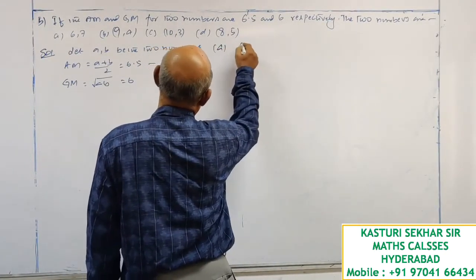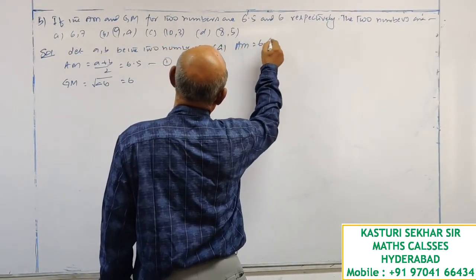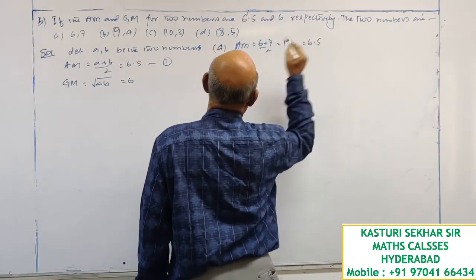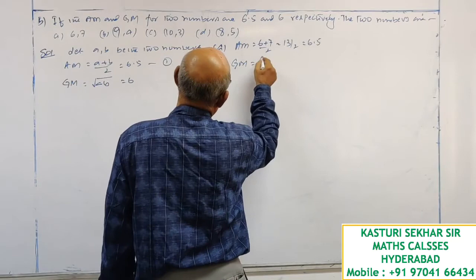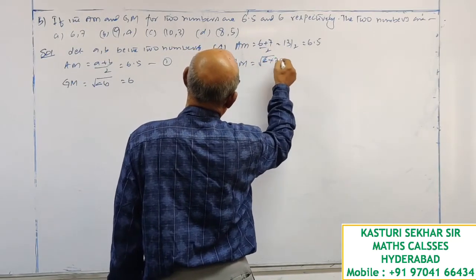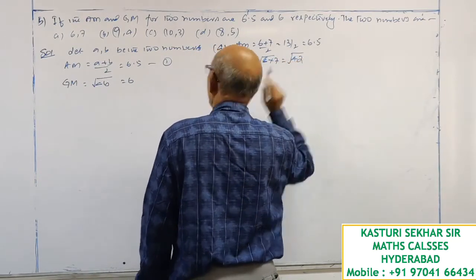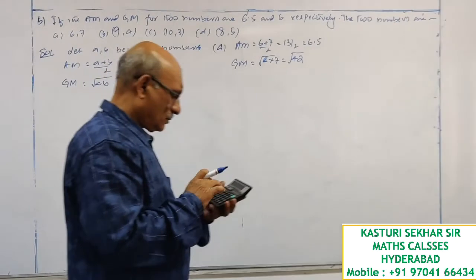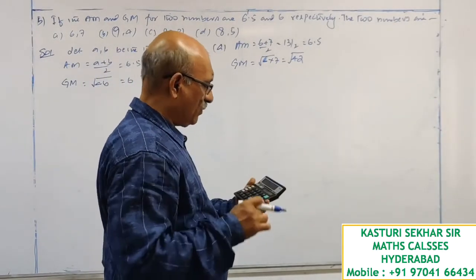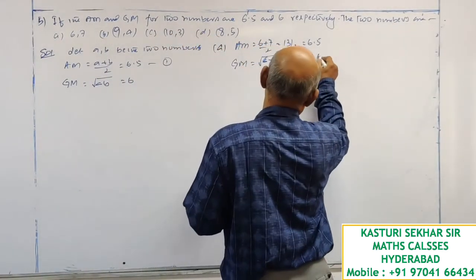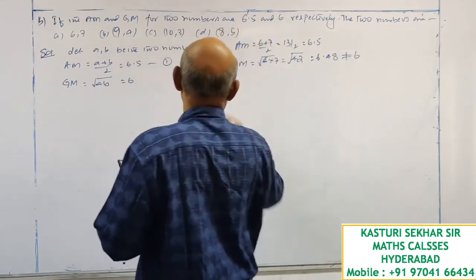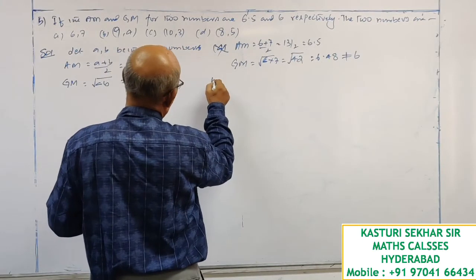Option A: arithmetic mean is 6 plus 7 divided by 2, 13 by 2, 6.5. Geometric mean is root of 6 into 7, root 42, which is about 6.48. This is not equal to 6. Option A is the wrong answer.